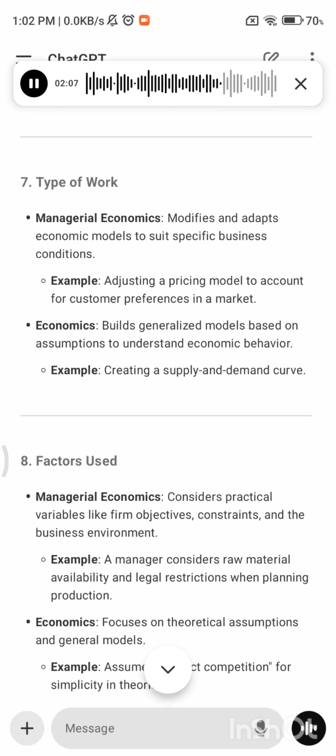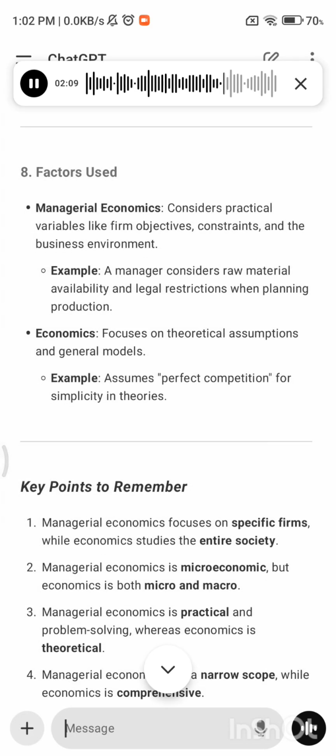Factors used. Managerial economics considers practical variables like firm objectives, constraints, and the business environment. Example, a manager considers raw material availability and legal restrictions when planning production. Economics focuses on theoretical assumptions and general models. Example, assumes perfect competition for simplicity in theories.